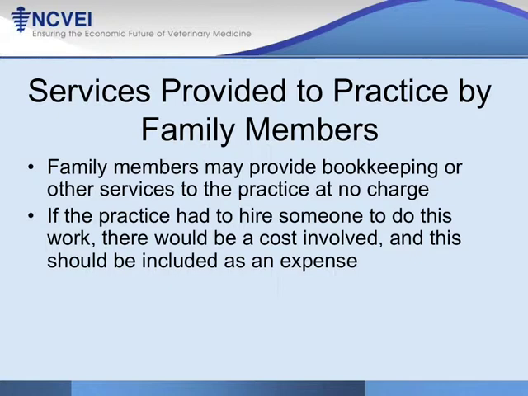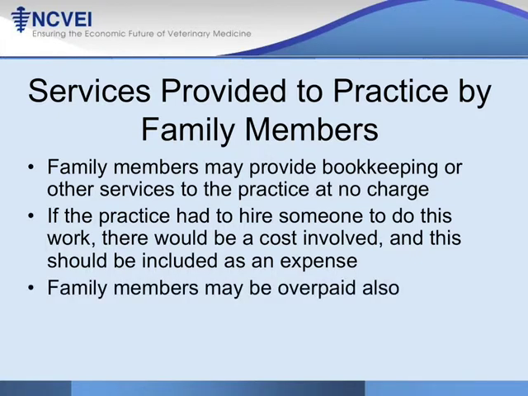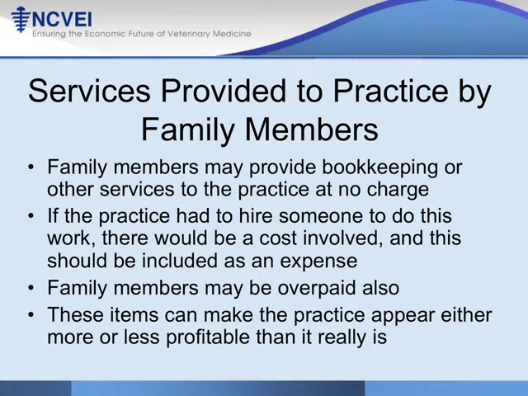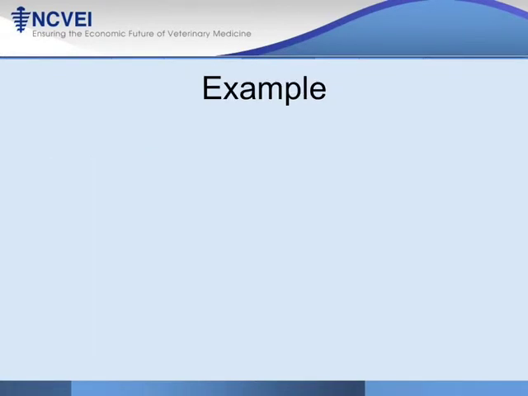You can also see family members that are overpaid. I've seen practices where children get salaries and retirement plan contributions, but they haven't shown up in the practice in the last 5 years. So these payments that are made or not made to family members can make the practice appear either more or less profitable than it really is. Here's an example of how the services provided by family members can impact profitability and practice value.